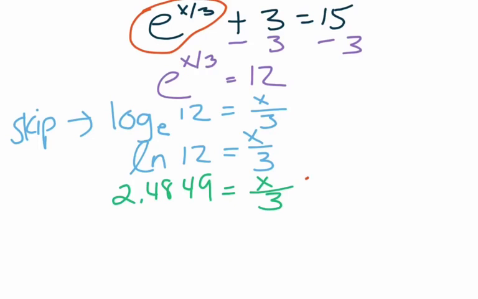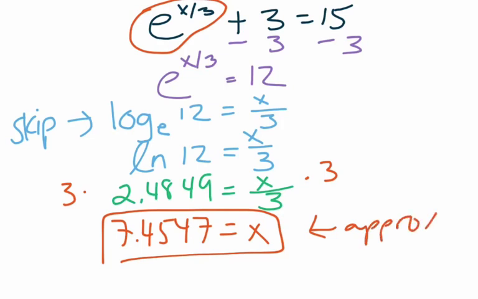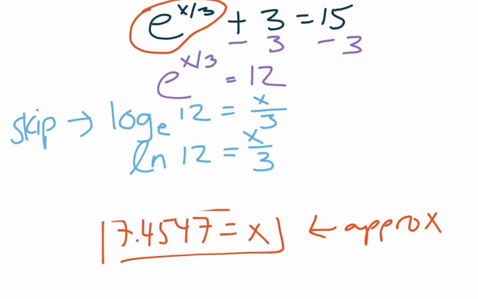So we are going to multiply the right-hand side by 3, and we multiply the left-hand side by 3. And that gives us 7.4547 is equal to x. That is your approximate solution to the problem. Okay, whoops, I hit the wrong button and it paused the recording. We're going to duplicate the page and the ink, and we're going to go ahead and erase this.